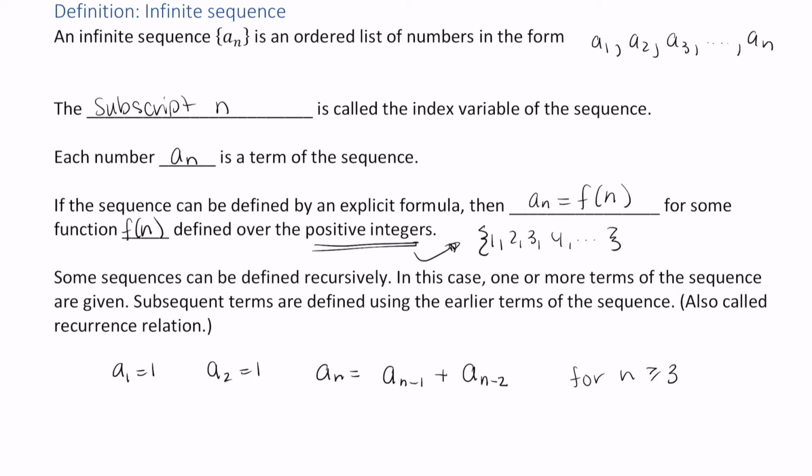So we can list a few terms out this way, 1, 1. For the third term, we use the formula, and we add 1 plus 1 to get 2. For the fourth term, we add the 2 previous terms, so we add 1 plus 2 to get 3. 3 plus 2 to get 5. 5 plus 3 to get 8. 8 plus 5 to get 13, and so on.